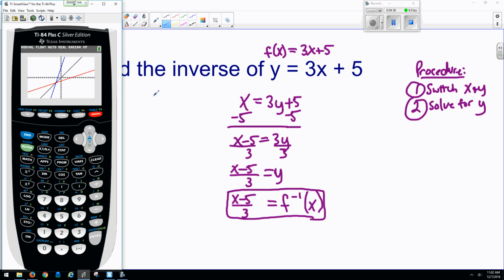That's the procedure. But just to show you this reflection here, we can see that on the y-axis, the original has a y-intercept of 5. And then the inverse function has an x-intercept of 5.